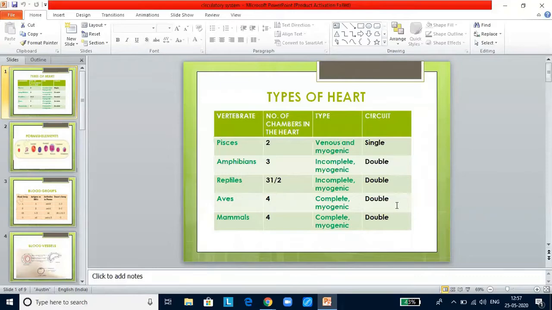Again, a double circulation is seen, and in mammals you find 4 chambers. It is complete and myogenic, and it is a double circulation. Now let us look into the blood.